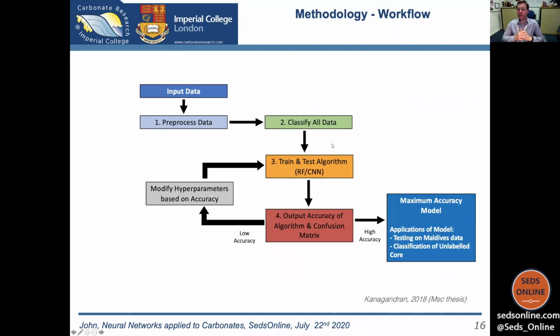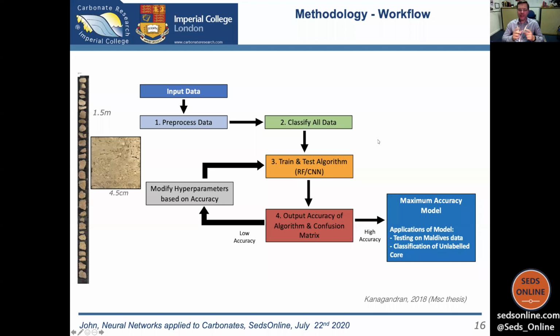And what Sharinya did is a fairly standard data science approach, where she took the scan section, that's 1.5 meter of section, and she looked at a small image from those cores. So she was able to extract small images of 4.5 by 4.5 centimeters, okay? So you can see from one core section, you can get multiple images.